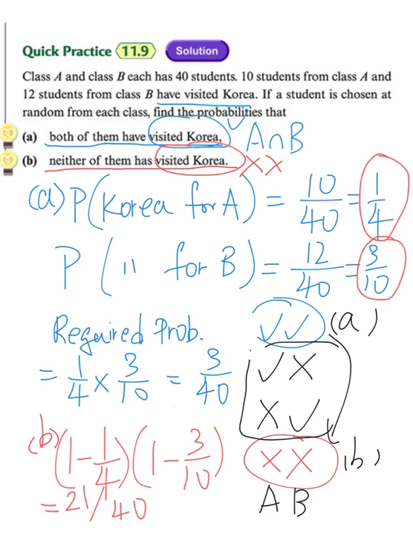Again, you can see that these two adding together is not equal to 1 because they are not complementary. So we also need to consider these two factors in order to make it complementary. On the other hand, the probability that one of them has visited Korea is 1 minus these two. So that will be equal to 16 over 40. You try to simplify by yourself, okay?